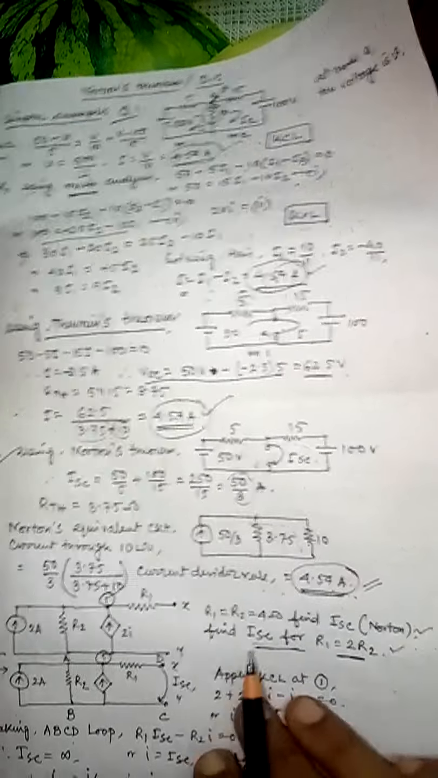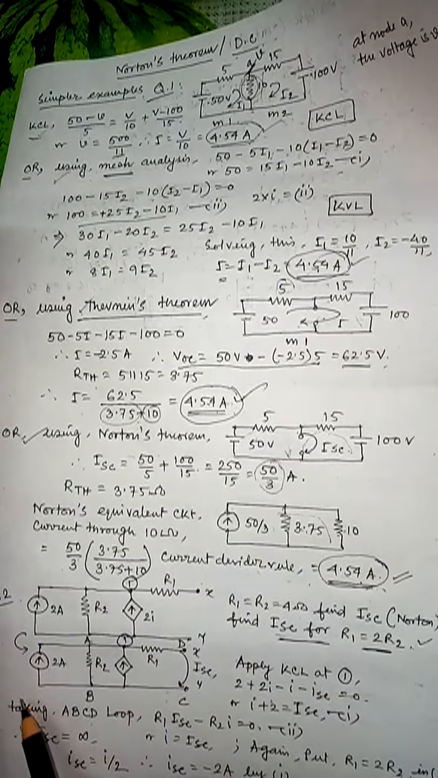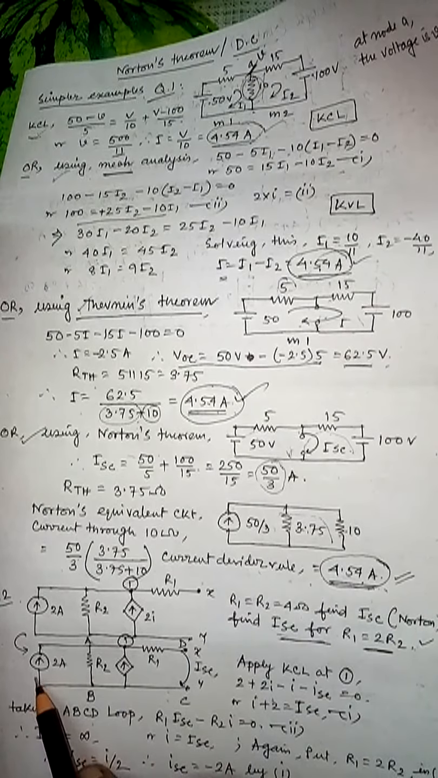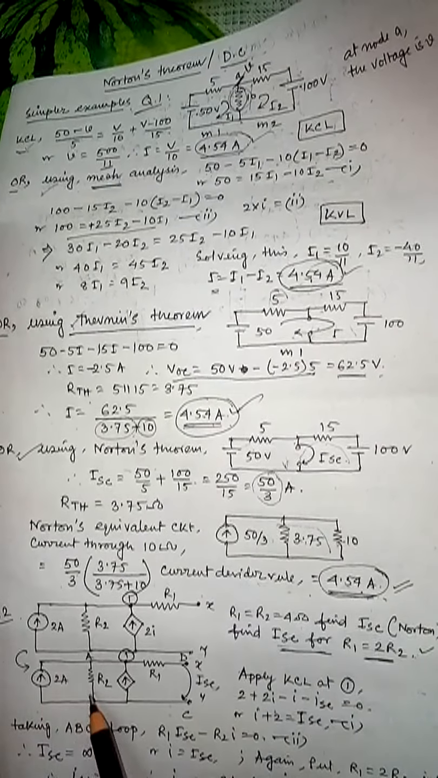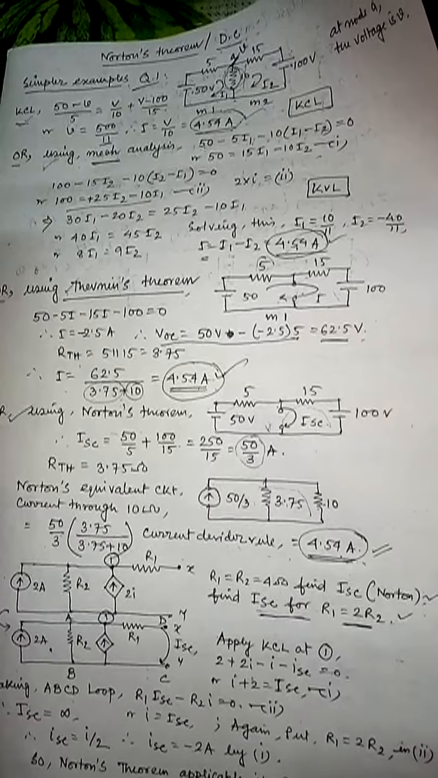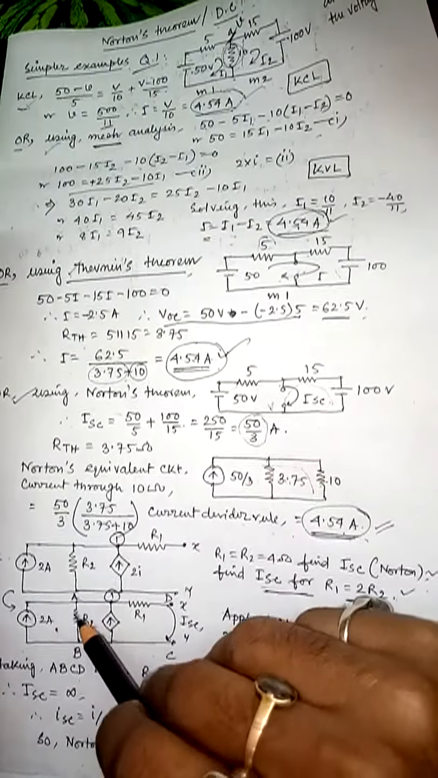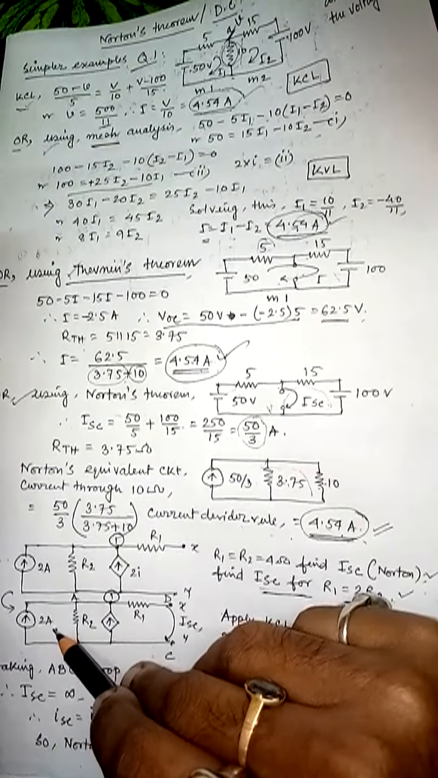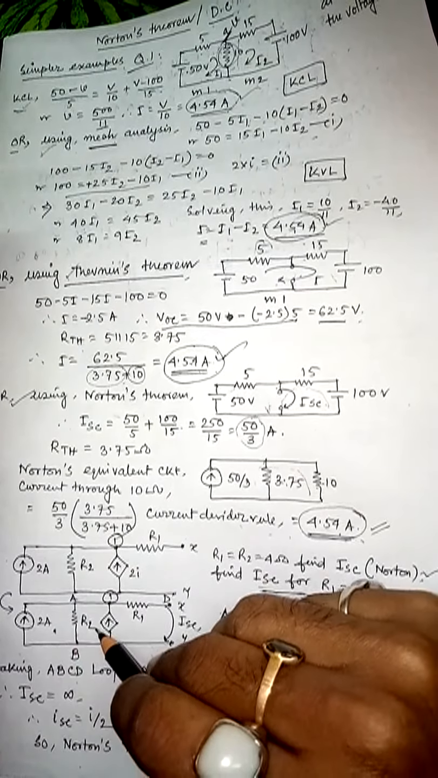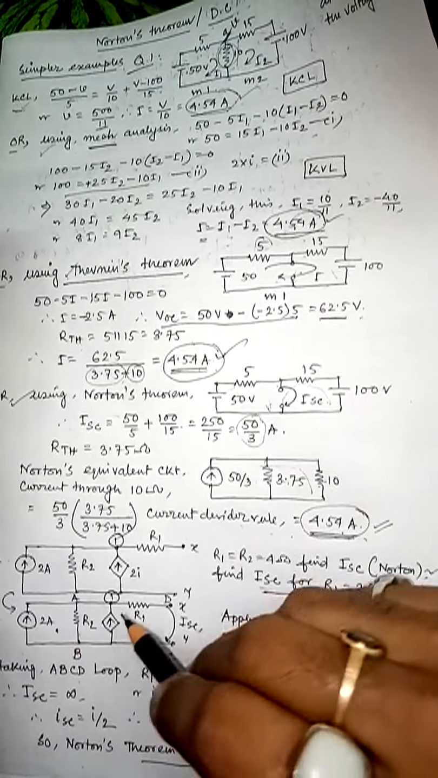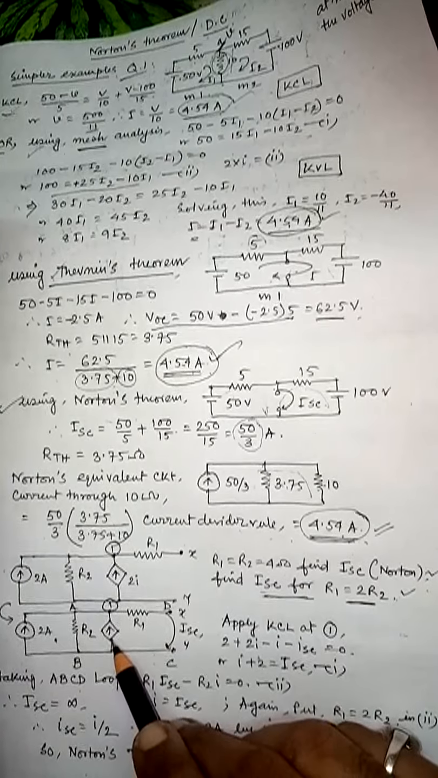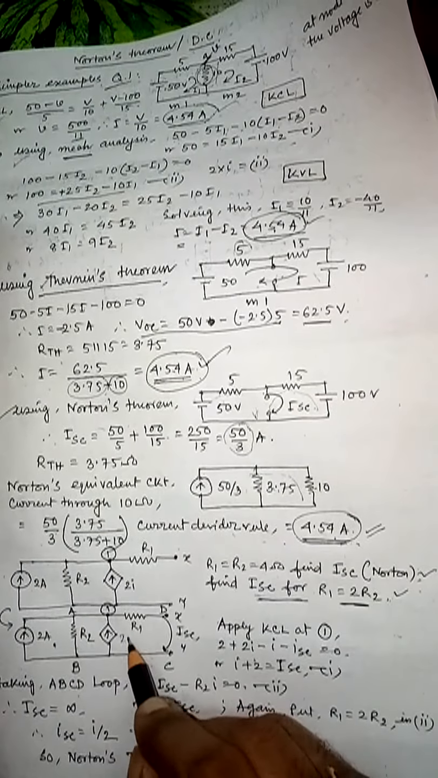So how to solve this one? First of all, I should make it in this way. Say it is 2 ampere, this is RL. So here, that is 2 ampere and that is R2, this is R1, this is a dependent current source, that is 2I.